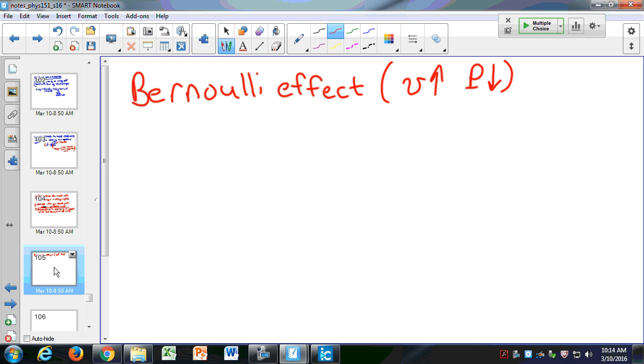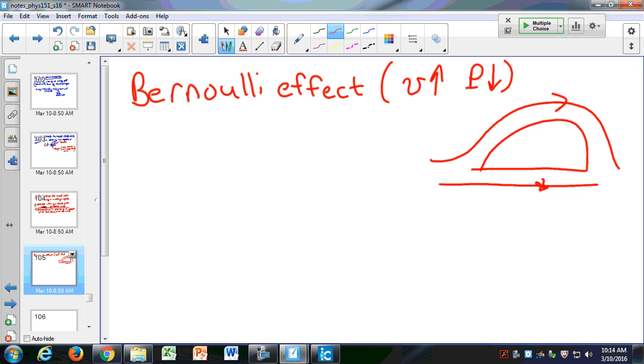If I had an airplane wing, the air travels over this longer distance with a greater speed. So up here, v goes up, so the pressure goes down. Because I have a low pressure on top and a higher pressure on the bottom, I get lift on an airplane wing. That's why airplane wings are always curved on the top, flat on the bottom, and not the other way around, because then you just go down. But the Bernoulli effect, we also see that in our vocal cords.